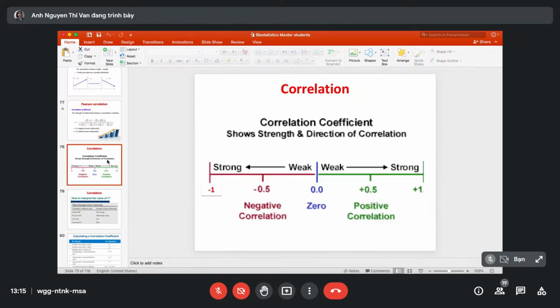And you can also talk about the strength and direction. Negative or positive is the direction of the correlation, and the R value also gives you the strength of the correlation. It can be very strong if R is close to 1, and very weak if it's close to 0. If R is 0, it means there is no correlation at all.